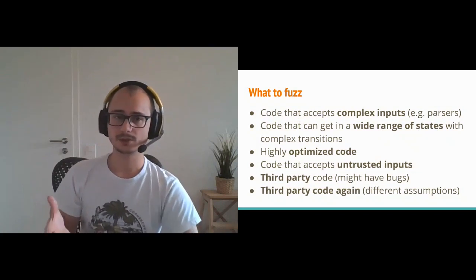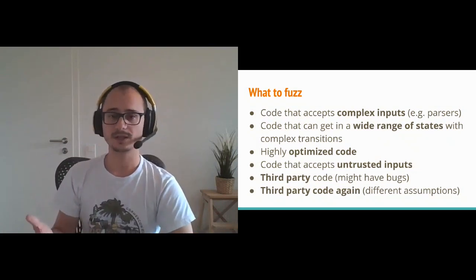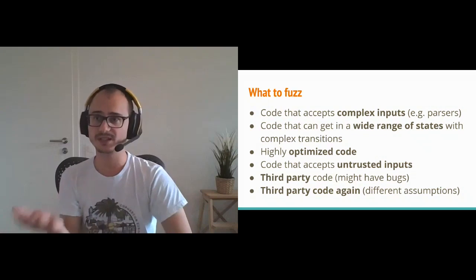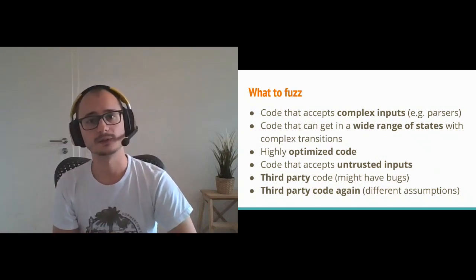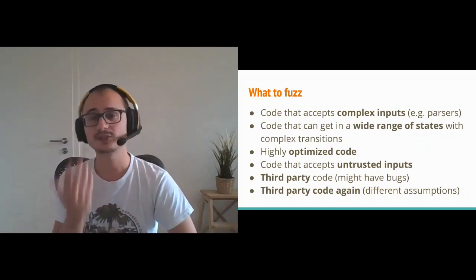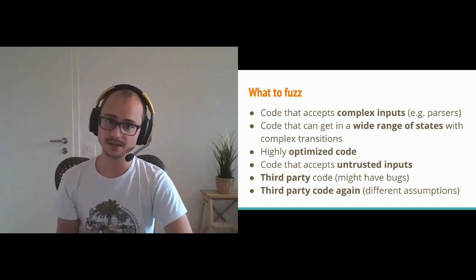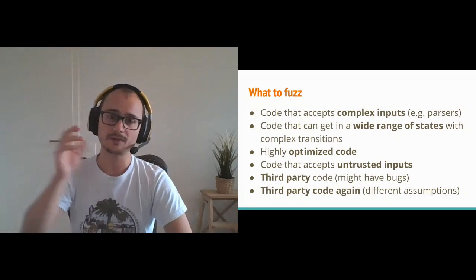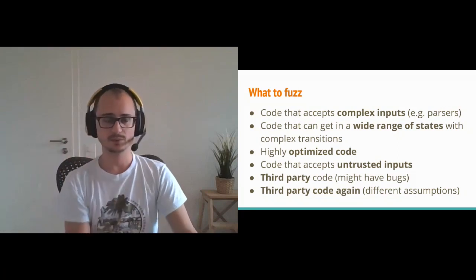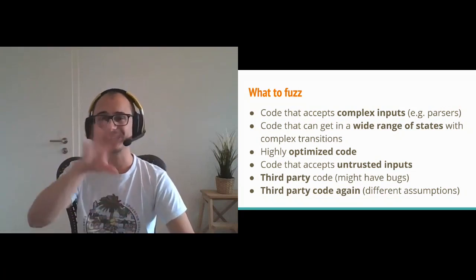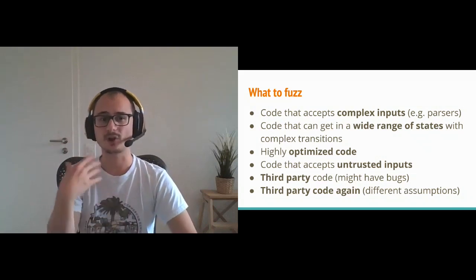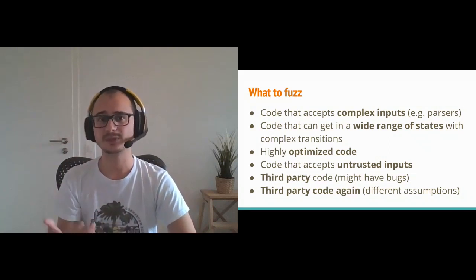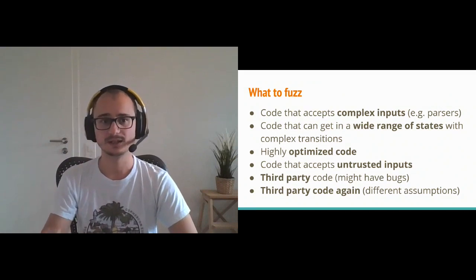Now you might be wondering, okay, if I want to fuzz, where do I start? What are the things that I should fuzz? And those are, well, potentially everything, but fuzzing is expensive and it takes time to write the fuzz targets. So everything that is very complex, either in the input it accepts or the range of states it can assume. For example, if you have a complex state machine, it might be the case to fuzz it.